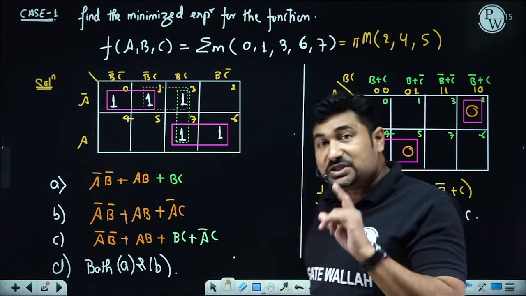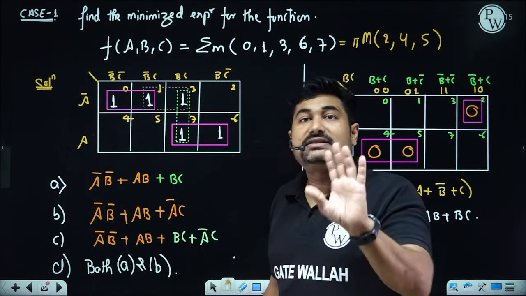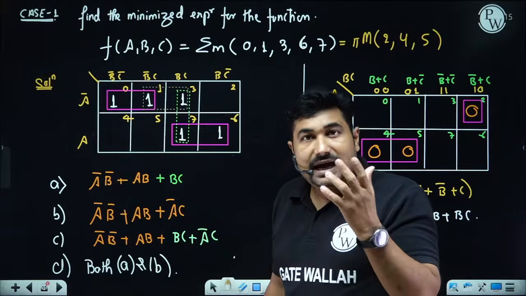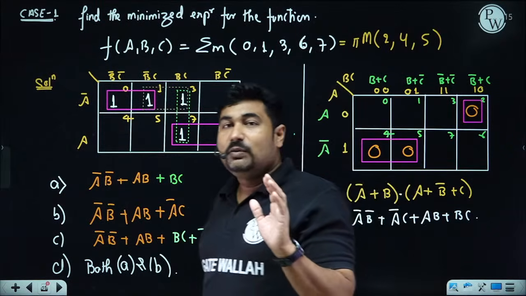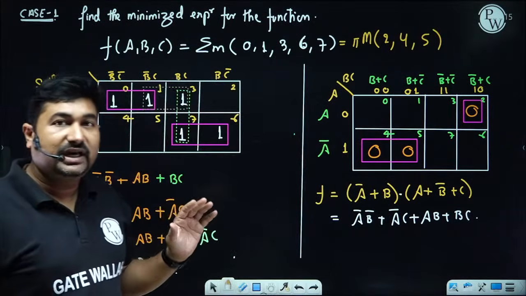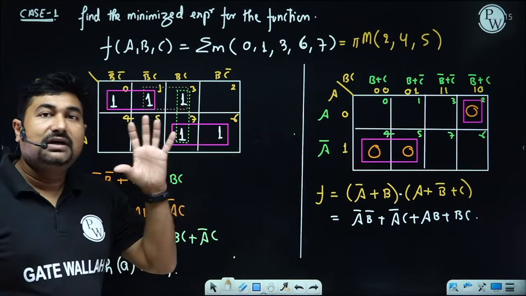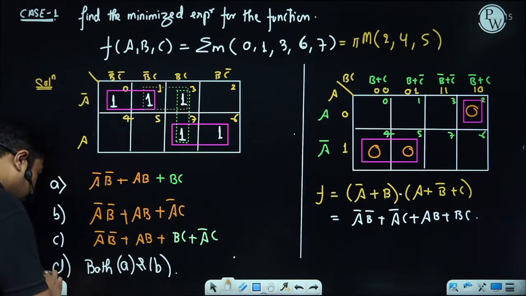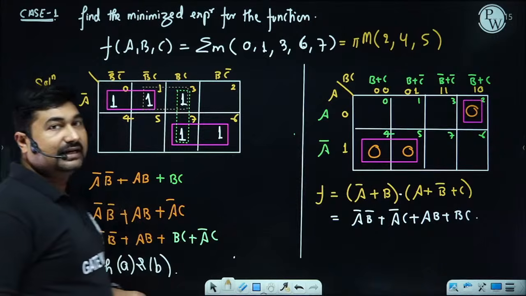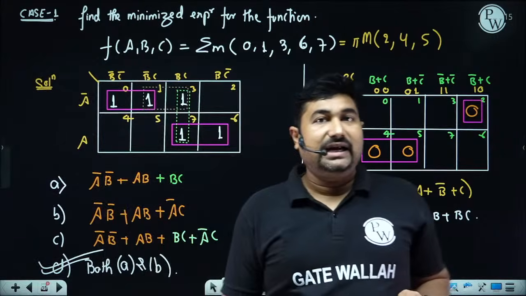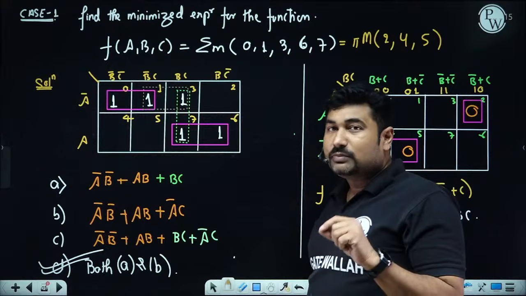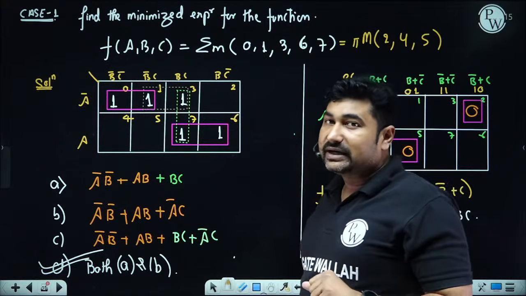The expression is unique when all are essential prime implicants, and more than one solution is possible if we are using some essential and some non-essential prime implicants. So here option D is correct. Both A and B are right. Please observe how to identify the essential prime implicant.